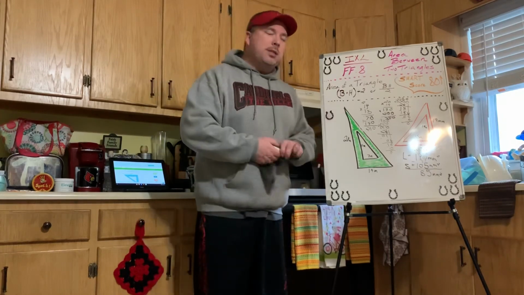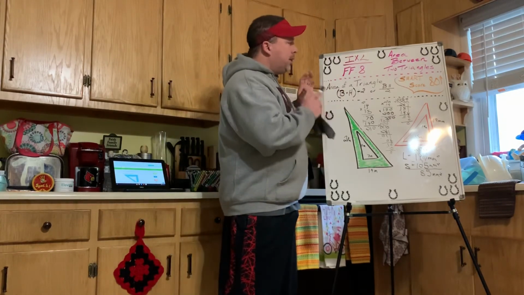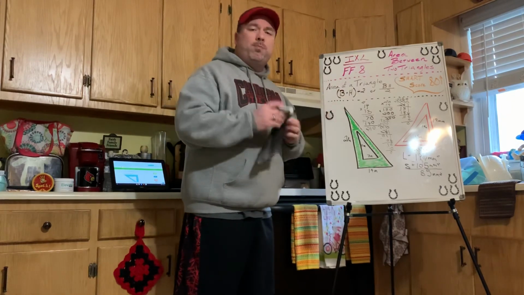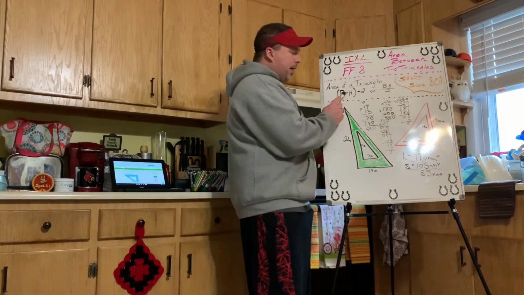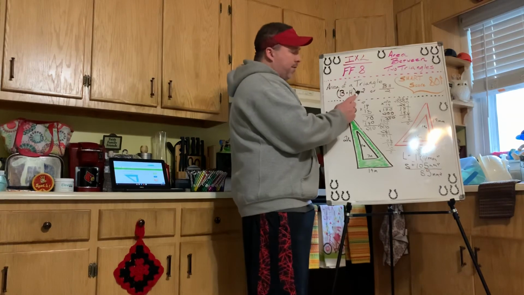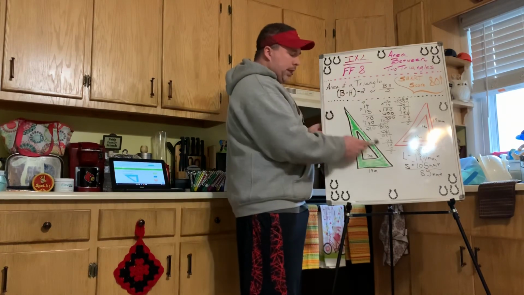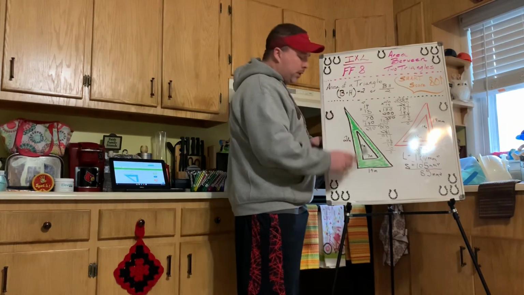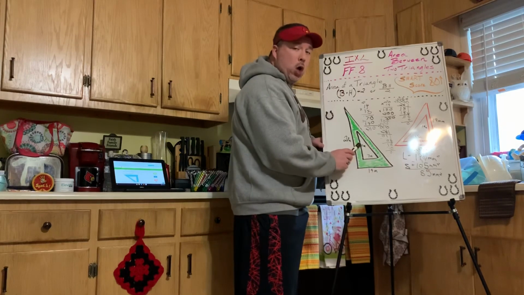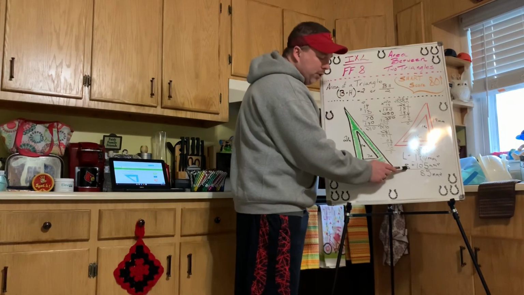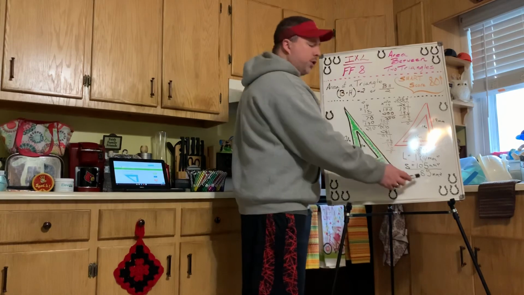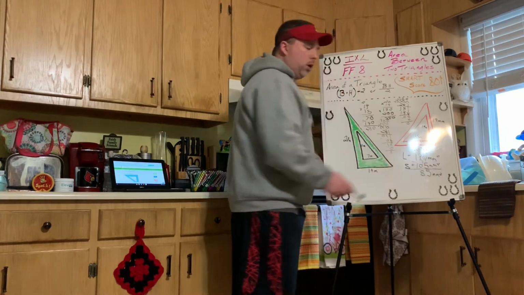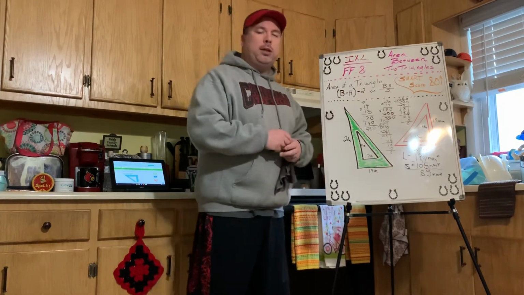So I hope, as you can see here, when you're doing the difference between two right triangles, all you have to do is base times height, divide that in half. Get the area of the large, get the area of the small, and then subtract the small from the large, and that will give you the difference between the two.